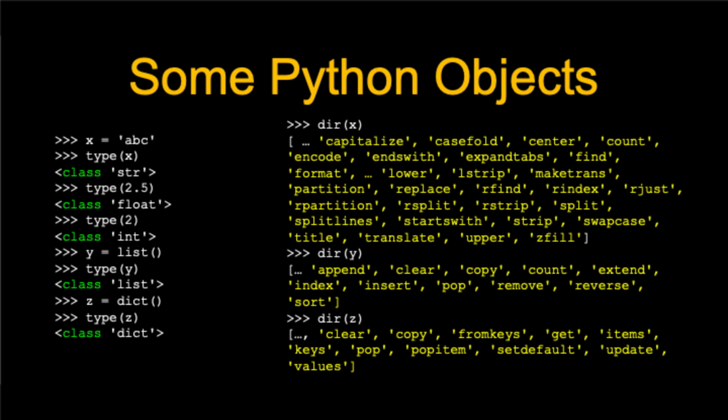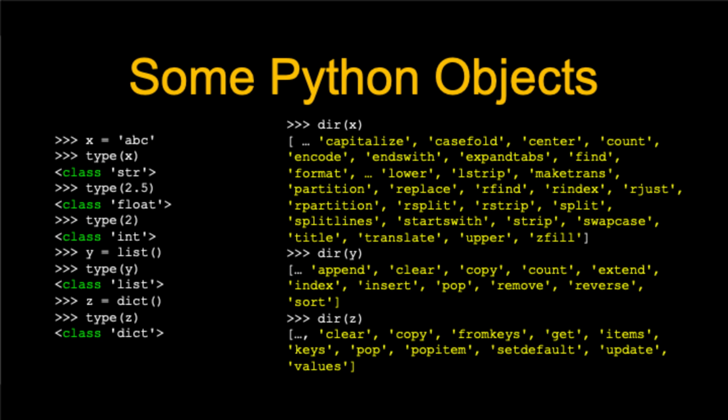You can inspect the nature of any object in Python. Using the type function, you can see the class from which an object was instantiated. For example, type('abc') returns the string class. The dir function lists all the capabilities, the attributes and methods of an object.